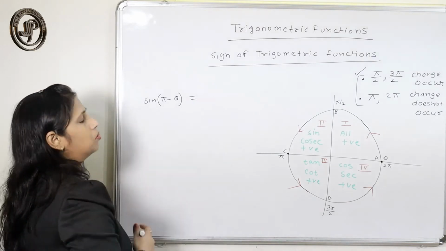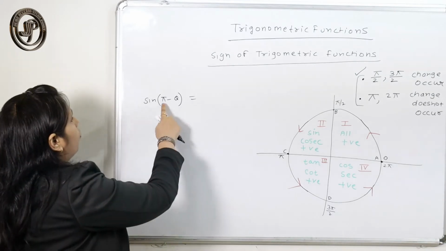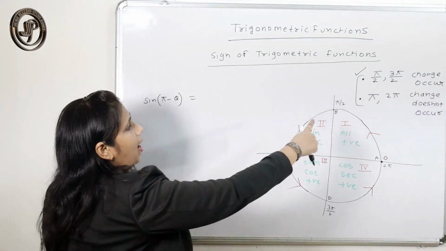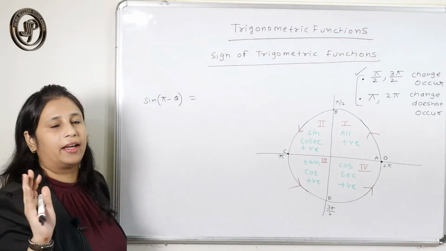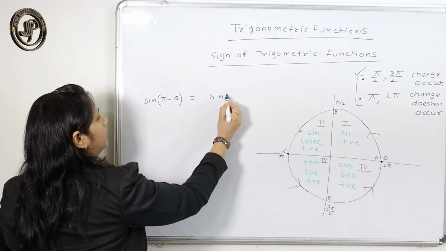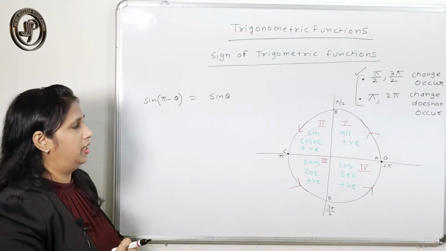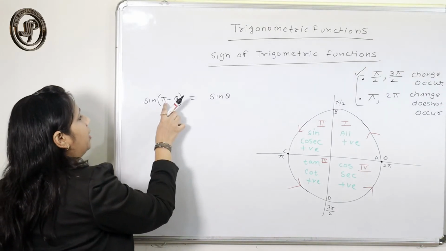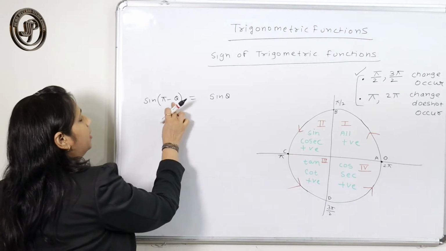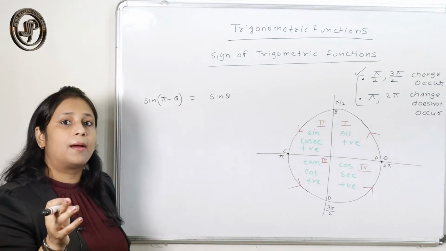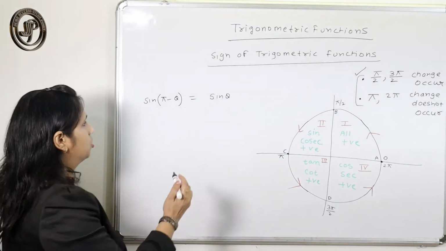Okay, so how do you do this? Sine pi minus theta. First of all, it is pi, so pi to pi, change does not occur. You need not think anything here. The sign will remain sine here. Now you have to put the sign. Sine pi minus theta is sine theta. Pi minus theta means second quadrant, and in second quadrant sine is positive.